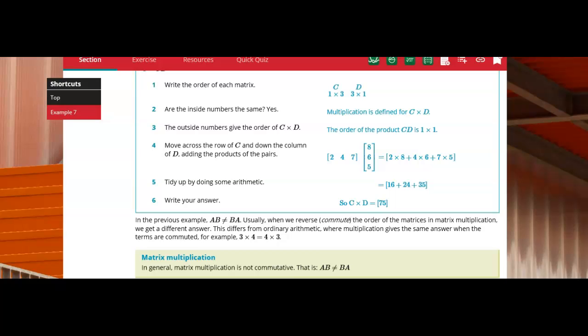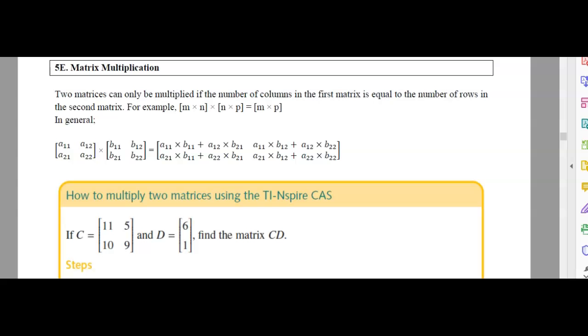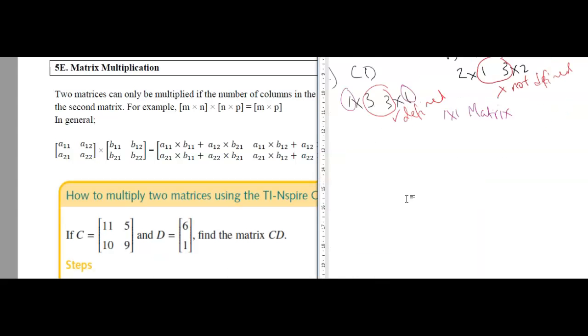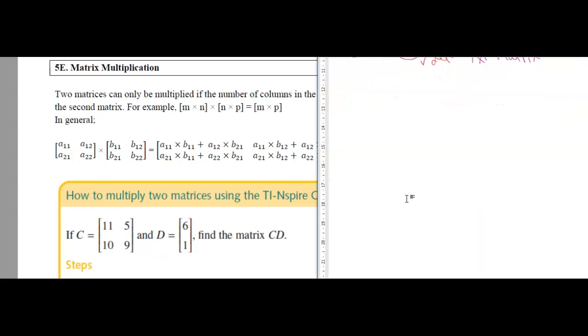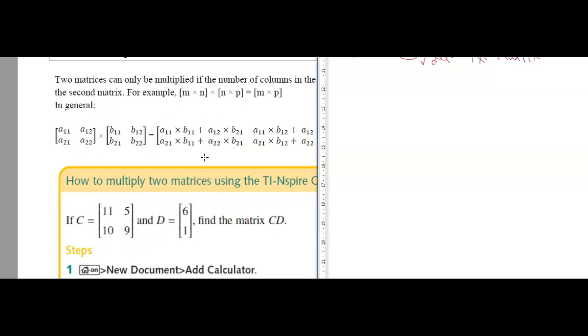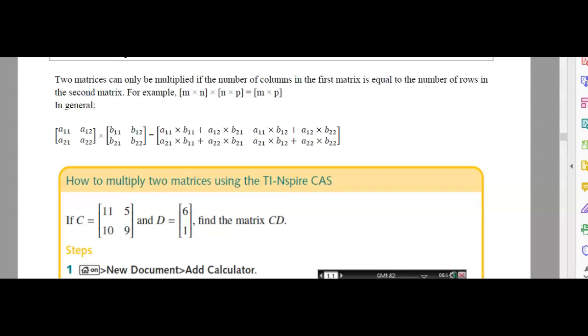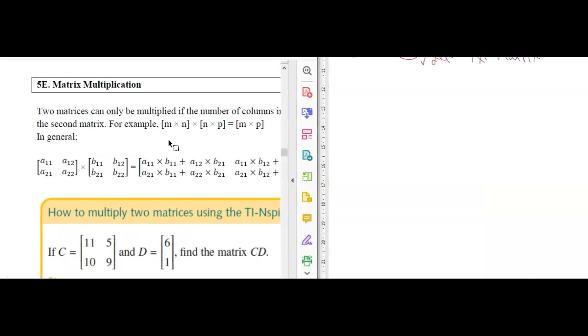All right, so it's only one example from there. Let's go back to your booklet. You can do matrix multiplication on your calculator quite easily, a lot easier than by hand. So make sure you know how to do that.